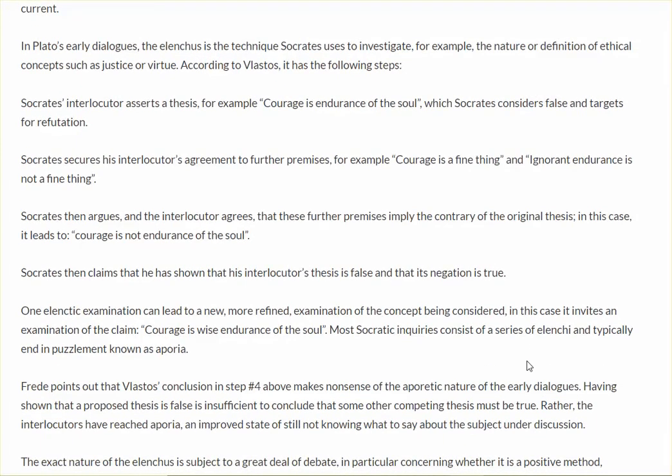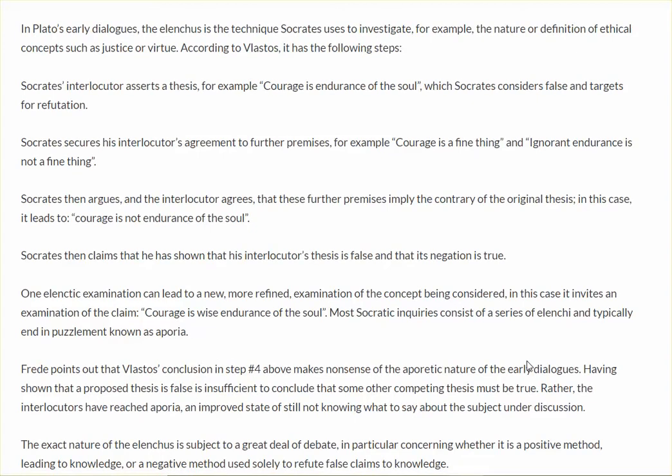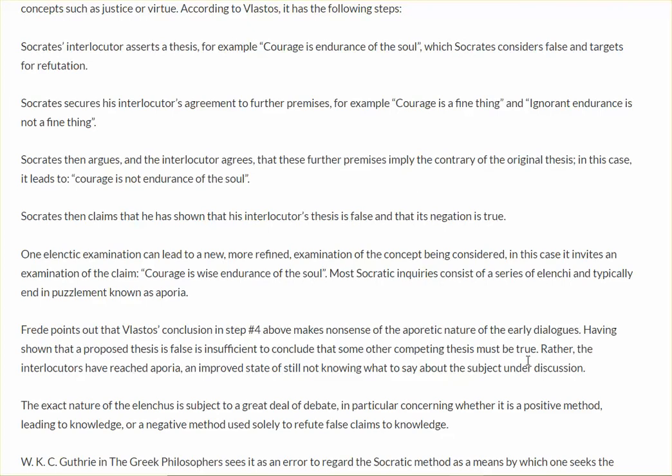In Plato's early dialogues, elenchus is the technique Socrates uses to investigate, for example, the nature or definition of ethical concepts such as justice or virtue. According to Vlastos, Socrates' interlocutor asserts a thesis, for example, courage is endurance of the soul, which Socrates considers false and targets for refutation, because Socrates never believed it in the first place. He used to refute things, counter-question things, and examine things.